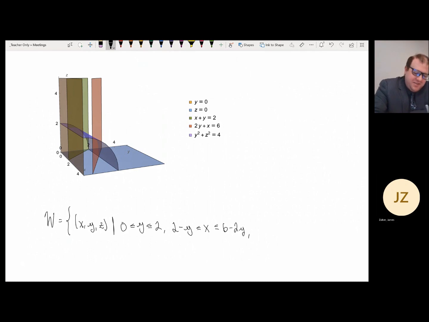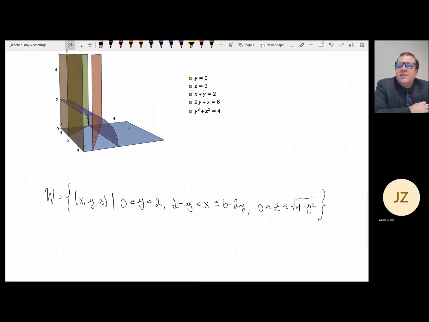And then z was already said goes from 0 to root 4 minus y squared. Right, it goes from the floor up to the cylinder. There you go. There's your description of the domain. Now imagine trying to do that without a graph. It's difficult enough with the graph.